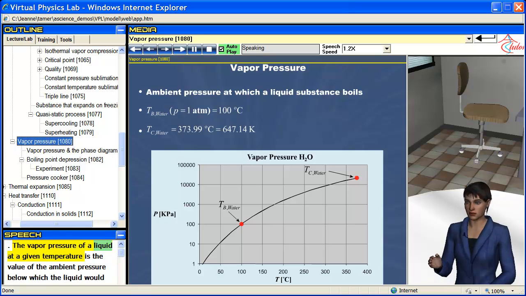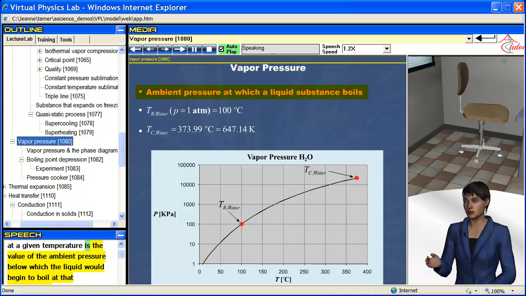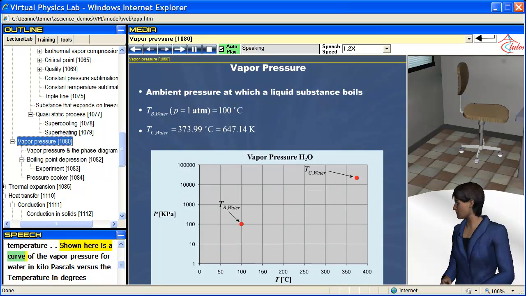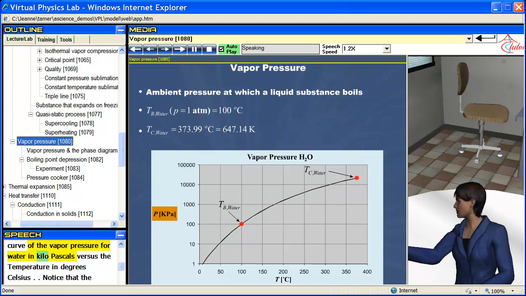The vapor pressure of a liquid at a given temperature is the value of the ambient pressure below which the liquid would begin to boil at that temperature. In other words, it is the external pressure that must be exerted on the liquid to keep it from boiling at that temperature.